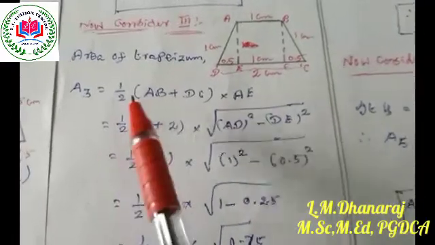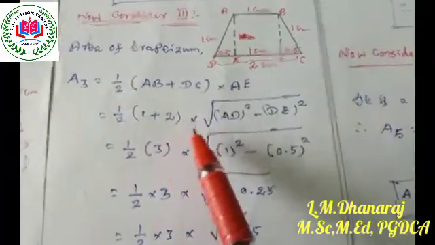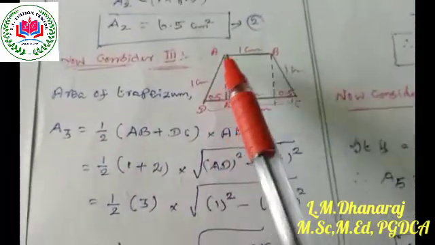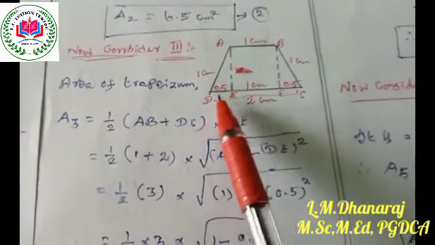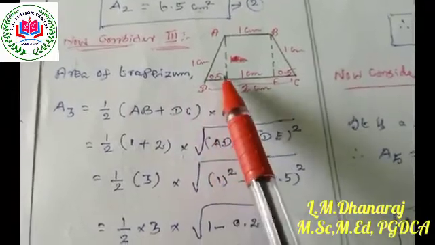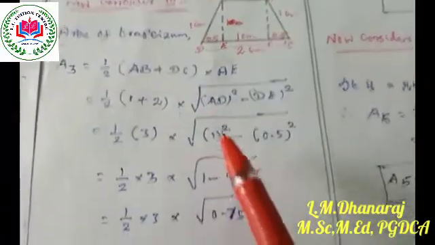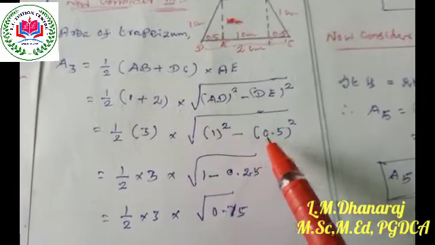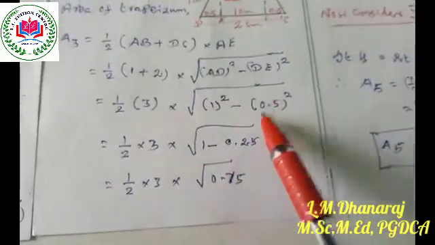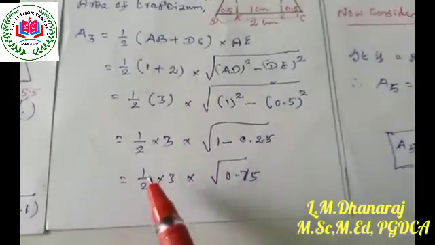So half into (AB is 1 and DC is 2) into AE. For AE we have to find the height, but we know only these two sides. The hypotenuse we know and one of the sides we know, because it makes an angle of 90 degrees. By using Pythagoras, we can say AD square minus DE square. AD square is 1 square minus 0.5 square. 1 square is 1, 0.5 square is 0.25. By subtraction we get 0.75. So 1 by 2 into 3 into 0.75.